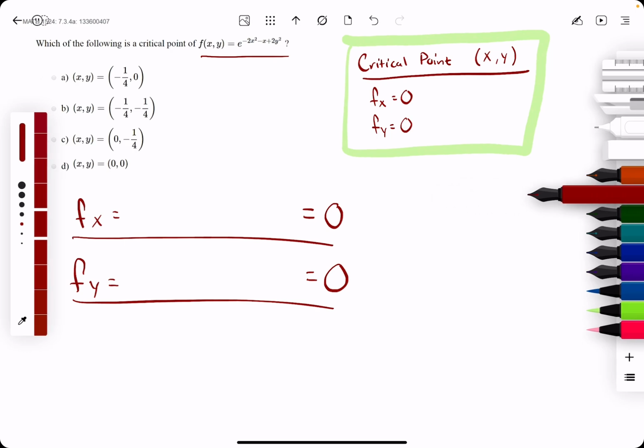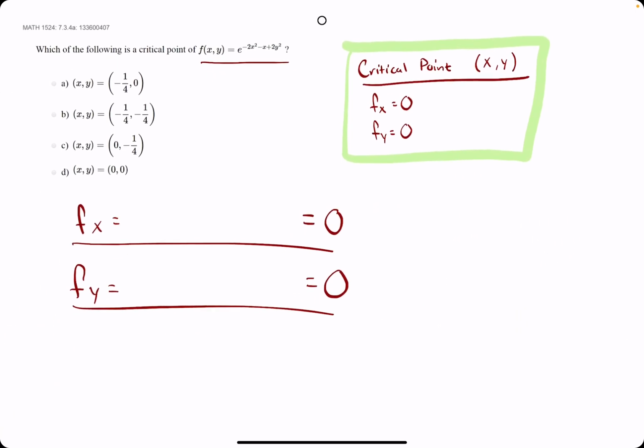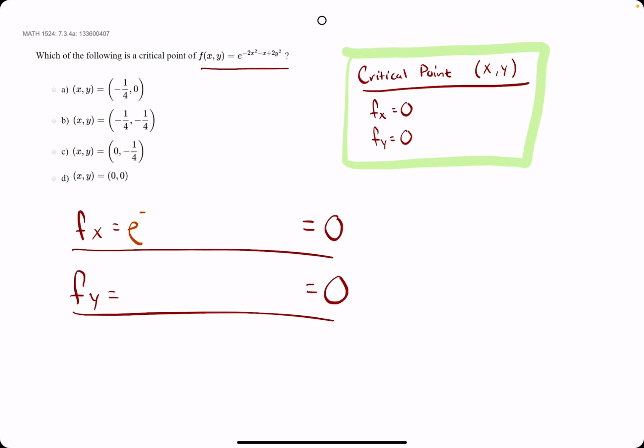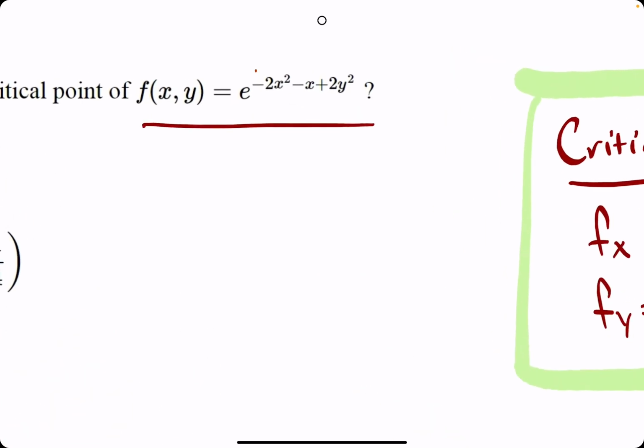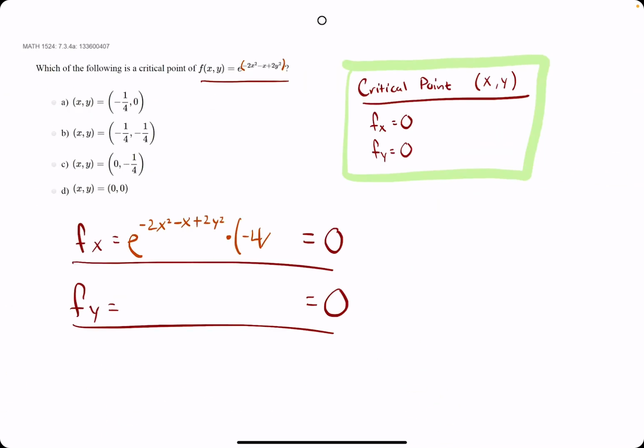So let's talk through the derivative. So we have e to the something. Anytime we have e to the something, that entire e term should stay in our derivative. But then that's the derivative basically of the outside, so we need to multiply by the derivative of the inside, the exponent. So the derivative of that exponent with respect to x would be negative 4x minus 1. The 2y squared is treated as a constant, and so its derivative goes to 0 when we're taking the derivative with respect to x.